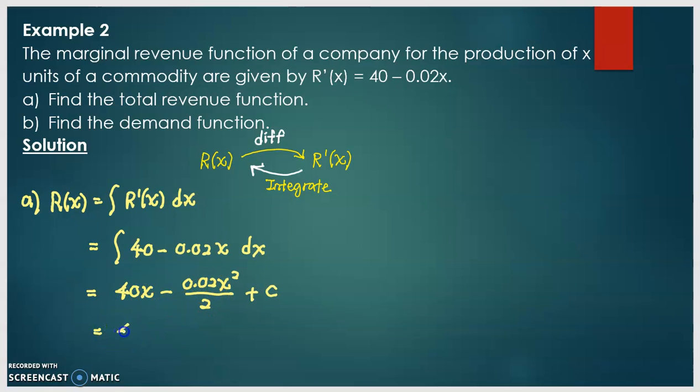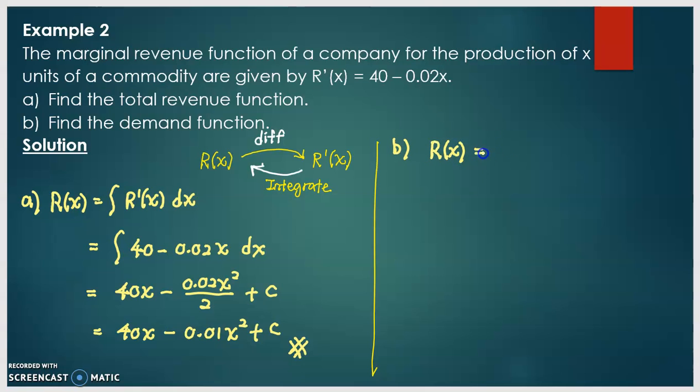So I try to simplify. 40x minus 0.02 divided by 2 is 0.01x squared, plus C. So this is the revenue function, the total revenue function. (b), find the demand function. So as we all know, our revenue function, if you look at the previous slide, is equal to P times x, where P is the demand function. Di mana P ini adalah demand function. So P is the demand function.